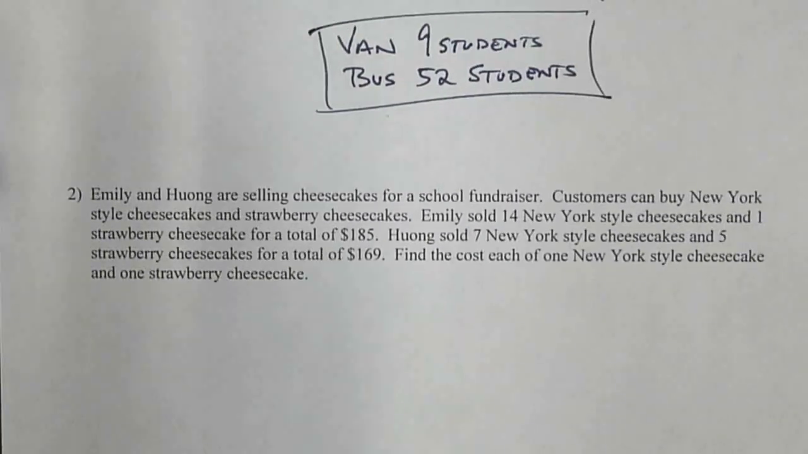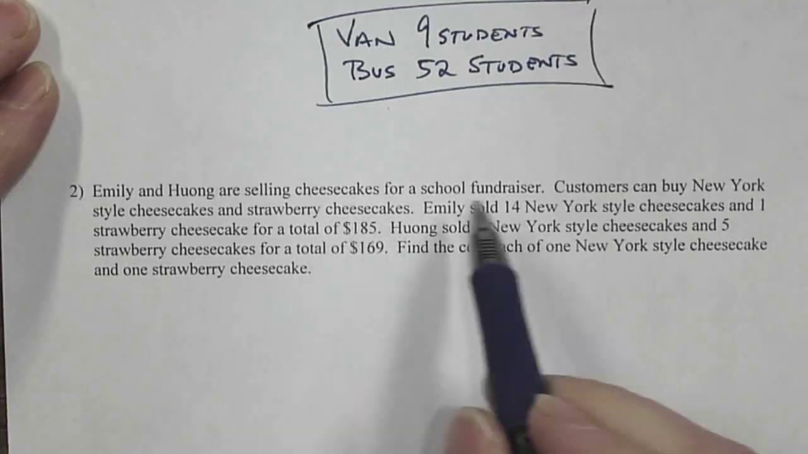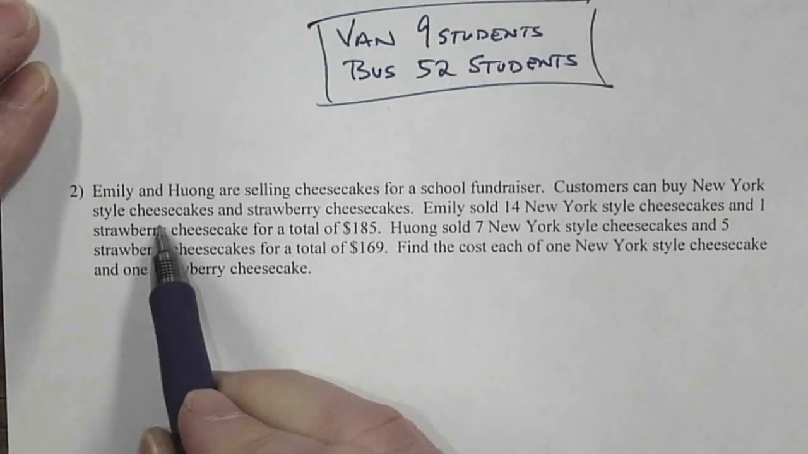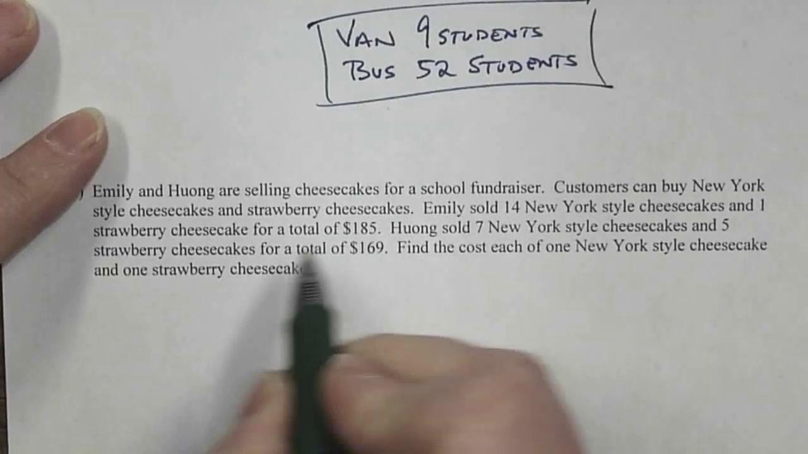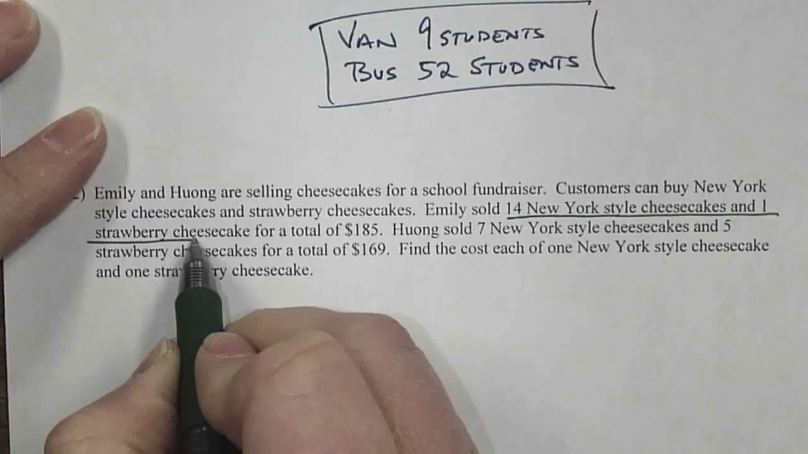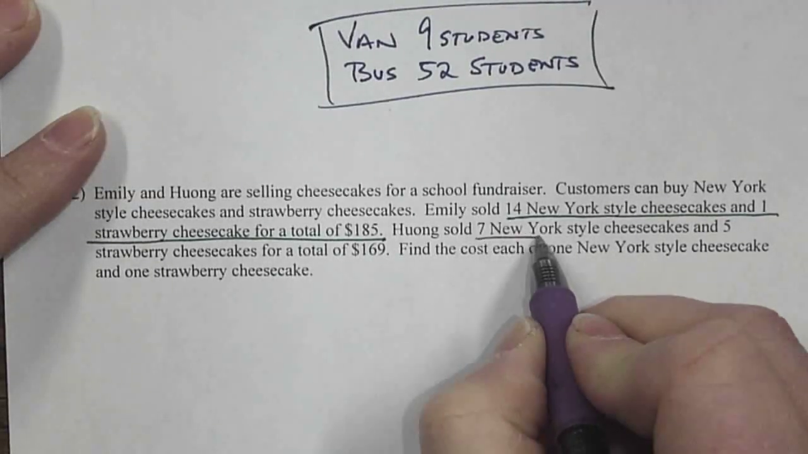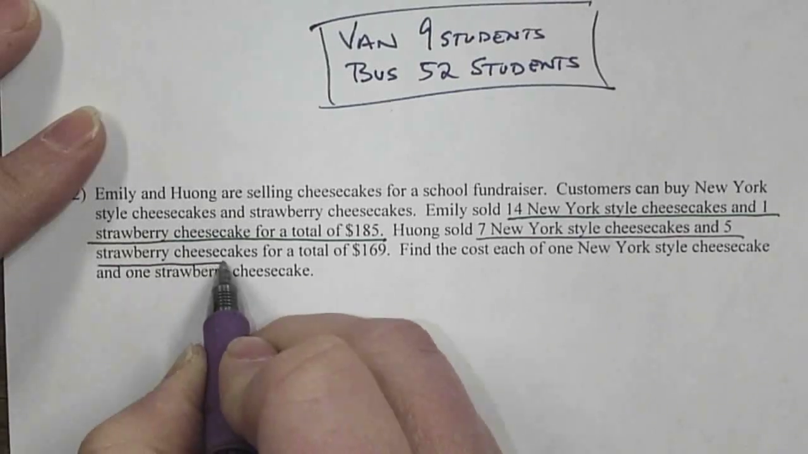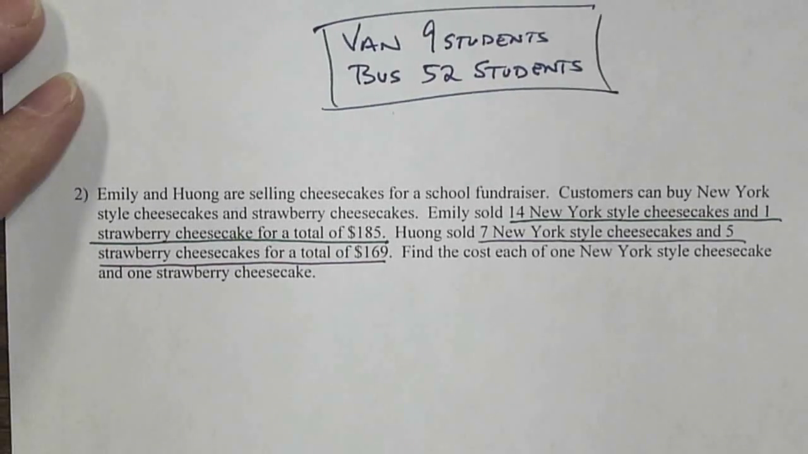Next problem. Do this quickly. Emily Huang selling cheesecakes. Customers can buy New York or strawberry. Emily sold, here we go, 14 New Yorks and 1 strawberry for a total of 185. Huang sold 7 New Yorks and 5 strawberry for 169. Find the cost of each.